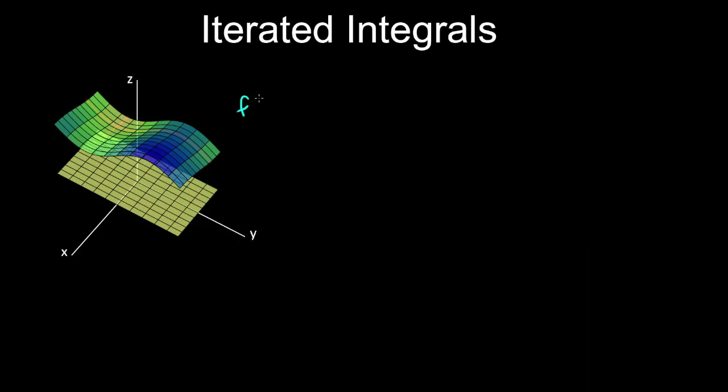Suppose we have a function of two variables, and this function is continuous throughout the rectangular region, where x is between a and b, and y is between c and d.